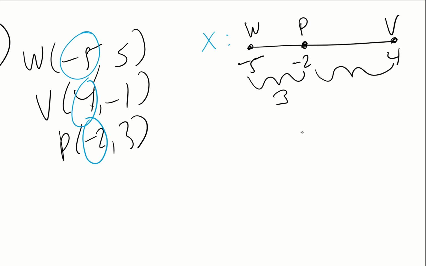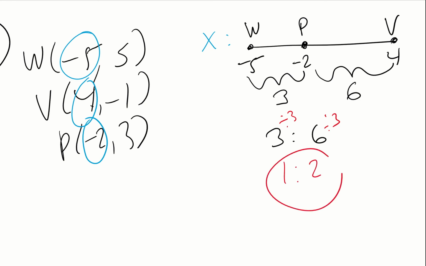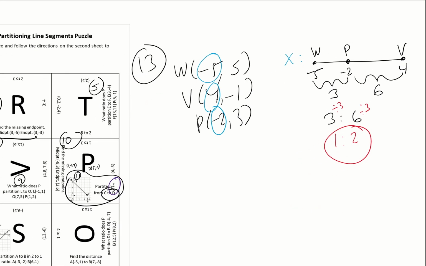The distance between negative 2 and 4 is 6. So we can see here this is a 3 to 6 ratio, but of course we can reduce it, divide by 3 top and bottom, and you're going to get a 1 to 2 ratio. Pretty straightforward.